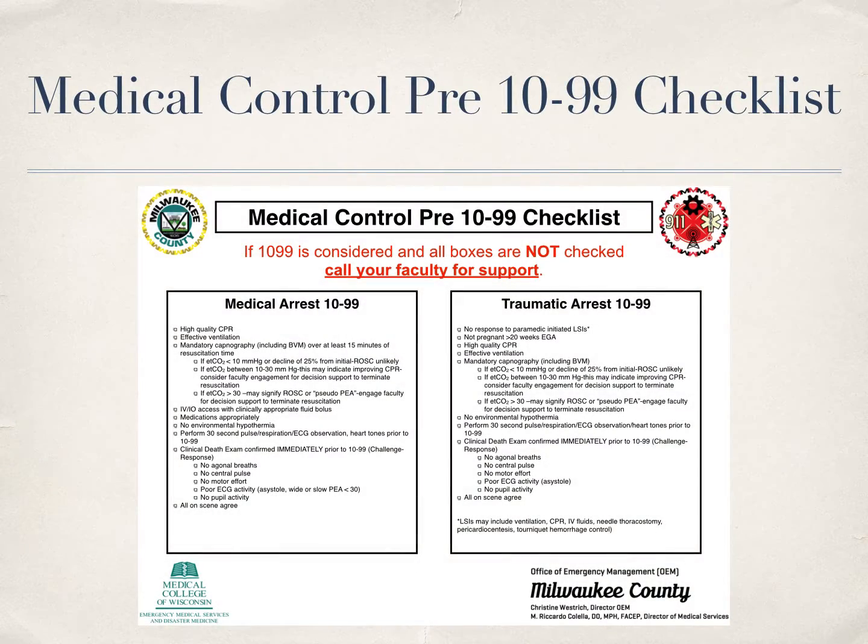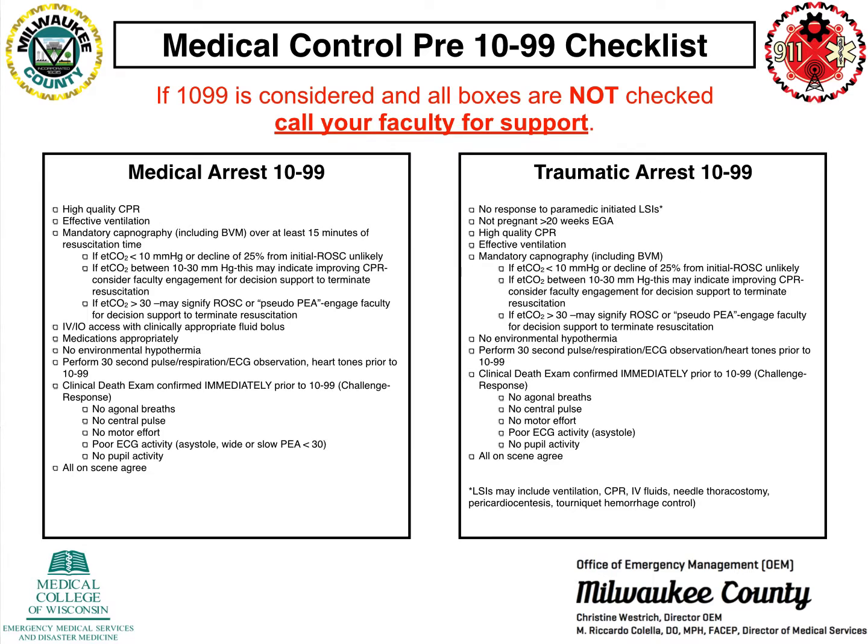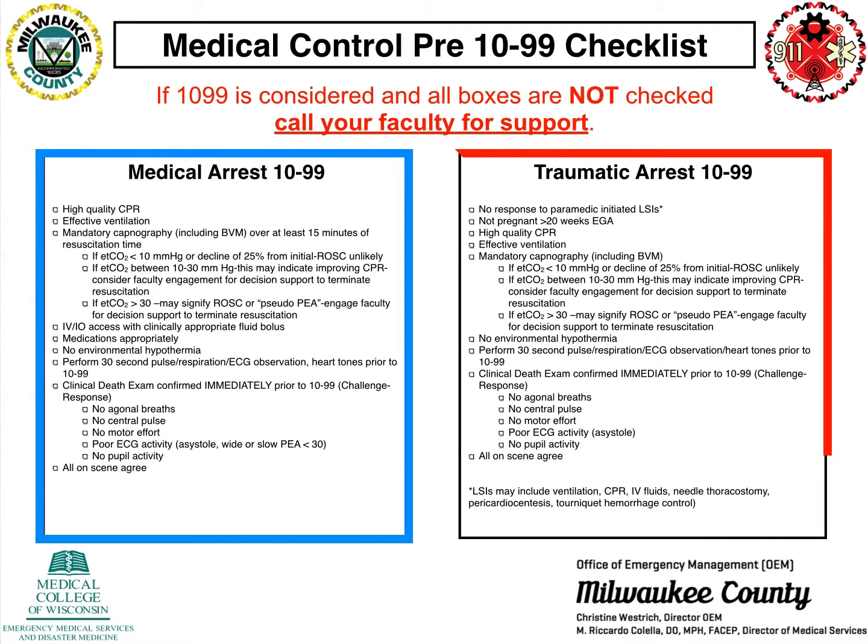These medical control pre-99 checklists can be found at the medical control base stations. They are divided into checklists for medical and for traumatic cardiac arrests. The resident online medical control physician should check off the appropriate items during their call. The 1099 forms are to be used to guide resident online medical control physician cardiac arrest care and to determine whether a faculty member should be engaged in decision support. Once the faculty is involved, their expertise should guide resuscitation.